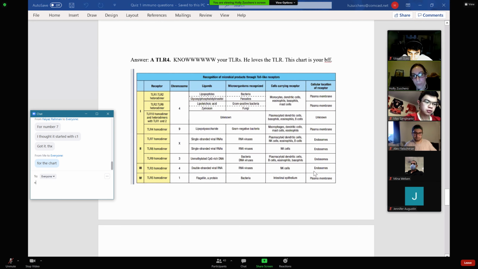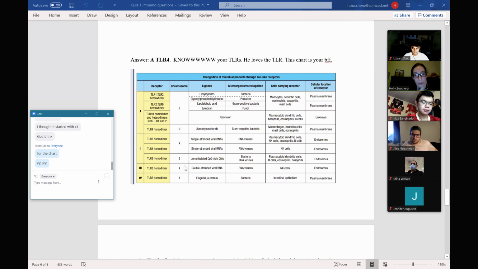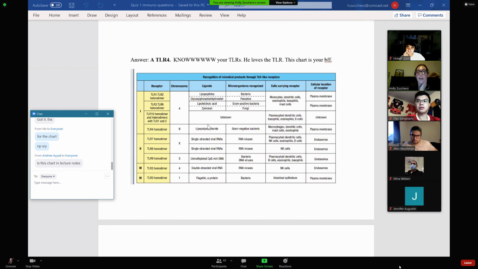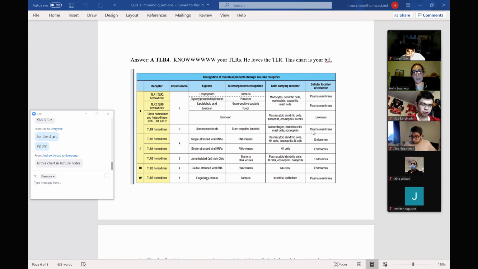So with these, for example, you have TLR4. And the ligand, meaning what TLR4 is going to bind, is lipopolysaccharide. It recognizes gram-negative bacteria. The cells that carry receptors for these are going to be your macrophages, dendritic cells, mast cells, eosinophils. And where that receptor is located on those cells is going to be in the plasma membrane. That's what this chart is saying.